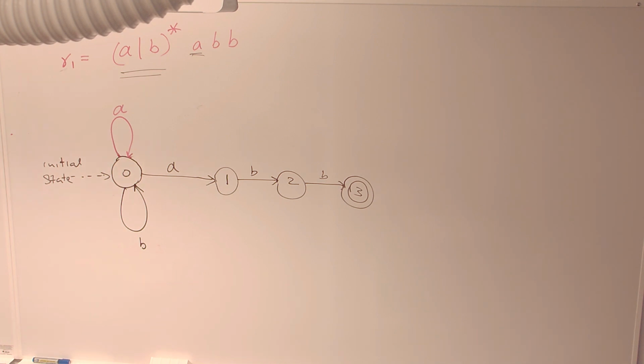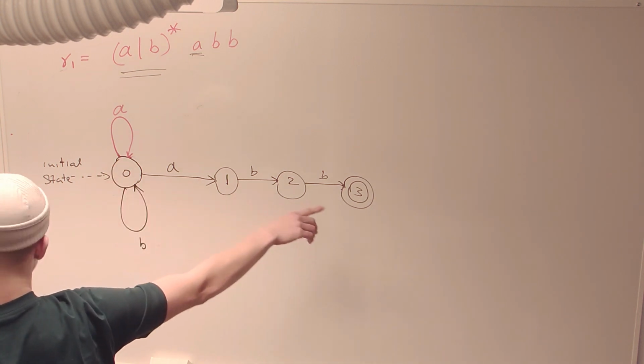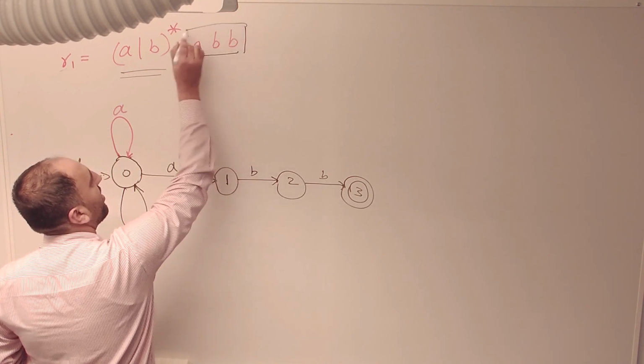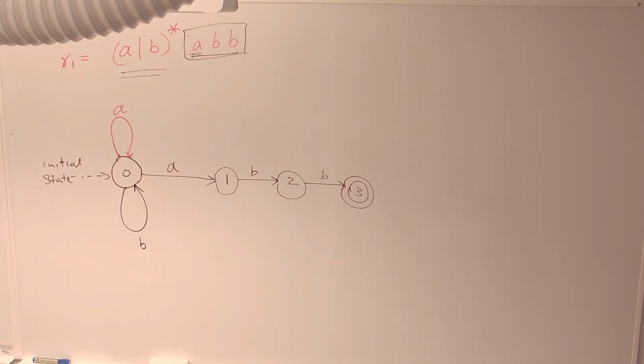Could it be A and then ABB? Yes, you can. Take some word that ends with ABB, because the ending part is fixed. So it can be ABB. It can also be, because B has a star, and star means it can even come zero times. It can also be A and ABB, or B and ABB.